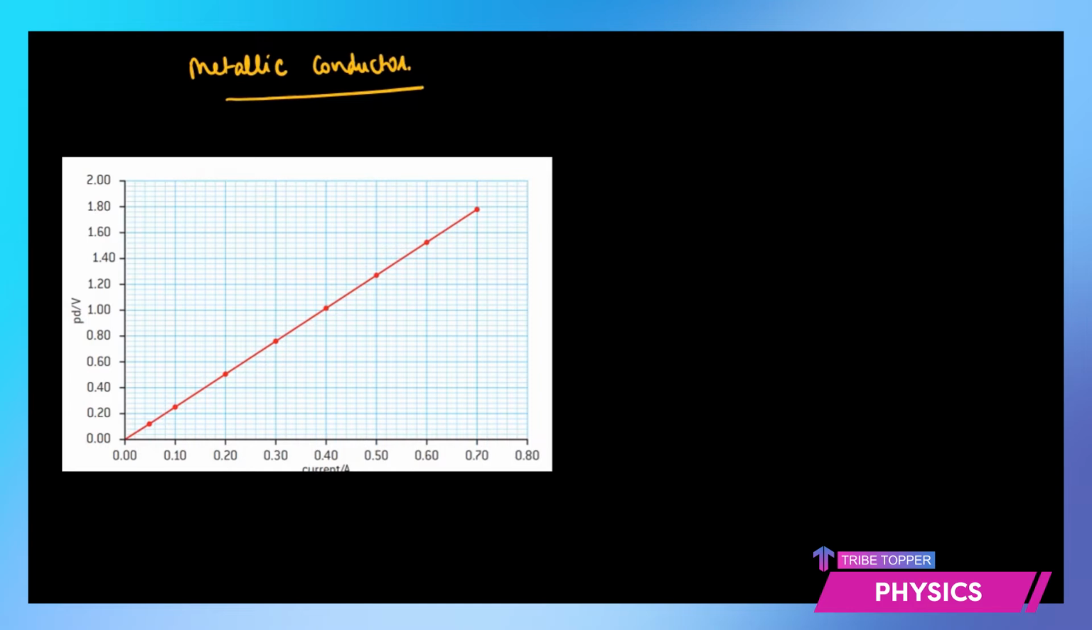Now here we have a graph which has been plotted. Say supposedly you performed the experiment and you got these readings. So current 0, 0.1, 0.2, 0.3 and so on amperes, and the potential difference is 0, 0.2 volts, 0.4, 0.6 volts and so on. You get a straight line.